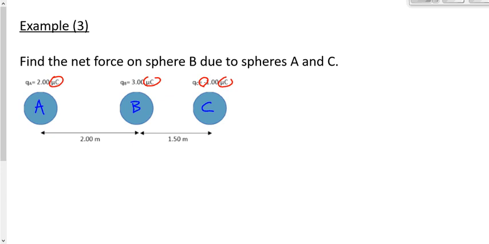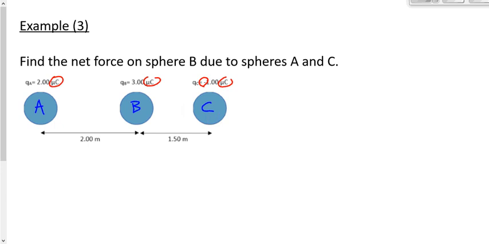Now, we want to find the net force on B due to A and C. So what I want you to do here is pretend, firstly, that you don't have object C. It doesn't exist. Okay, pretend object C doesn't exist. Let's worry about the force on B due to A, and then we'll take care of C.